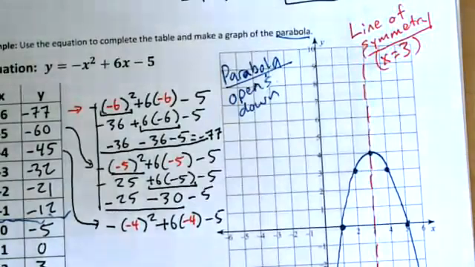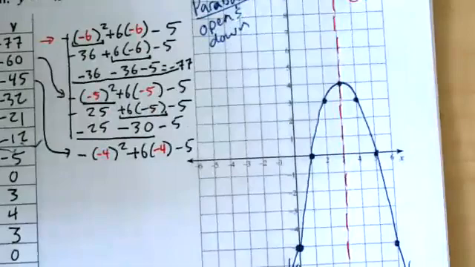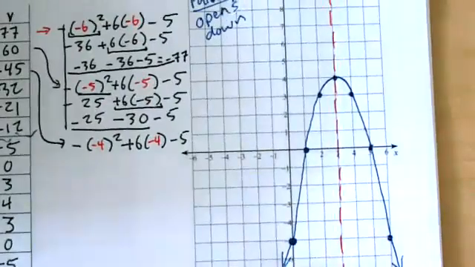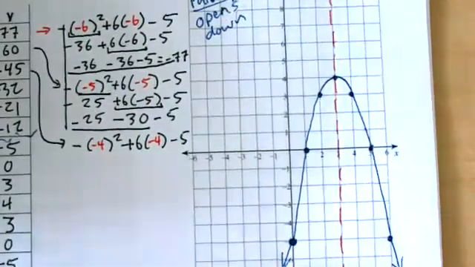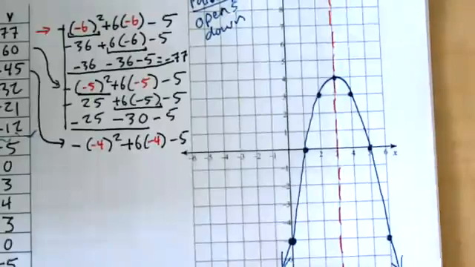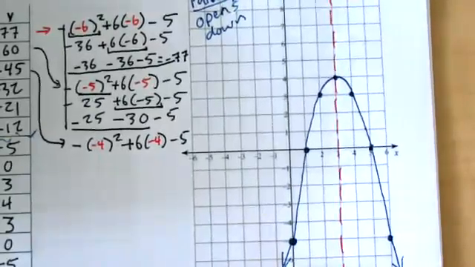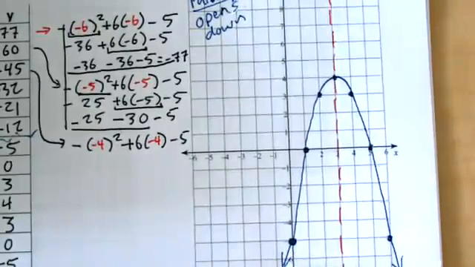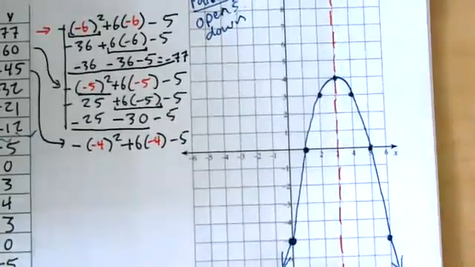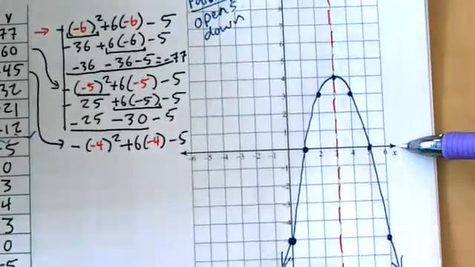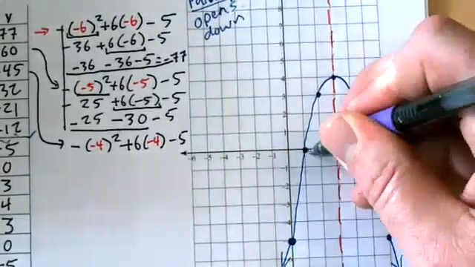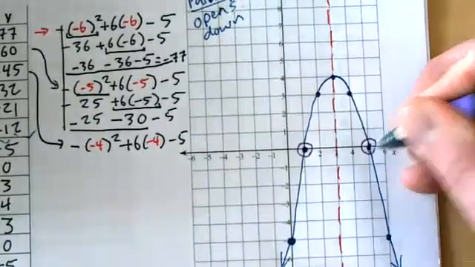Let's do intercepts next. Intercepts are where they cross either the x-axis or the y-axis. Let's start with x-intercepts. How many x-intercepts do you see on this graph? How many places do you see where this graph is crossing the x-axis? I see 2 x-intercepts. One's right here and one's right here.